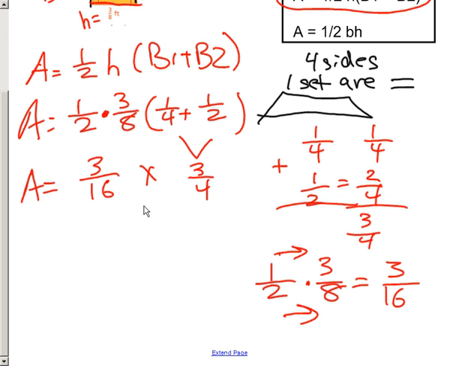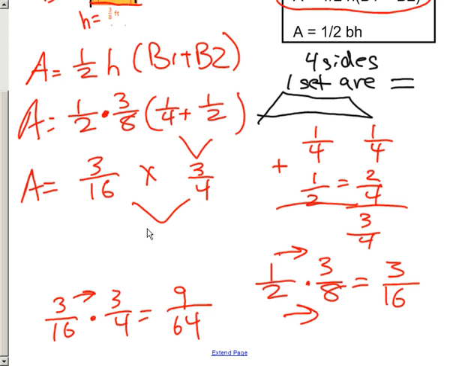So we just have one more step. We're going to multiply these two together. So again, I'll go down to my scratch paper and I need to do 3/16 times 3/4. And again, multiply your numerators and we get 9. Your denominators and we get 64. All right, so we are left with 9/64 as our area.